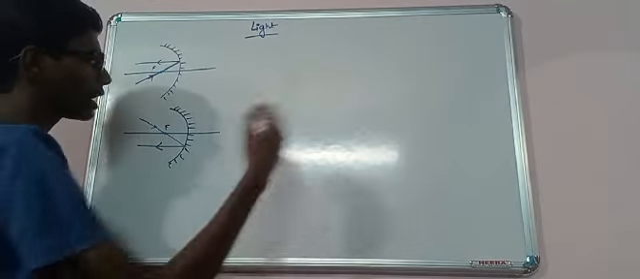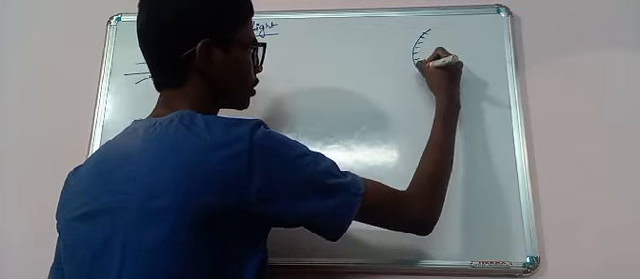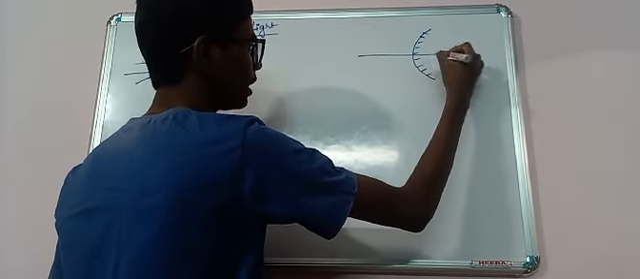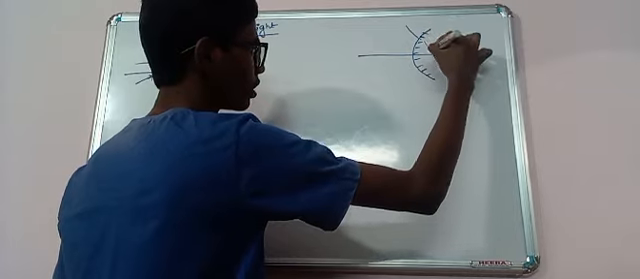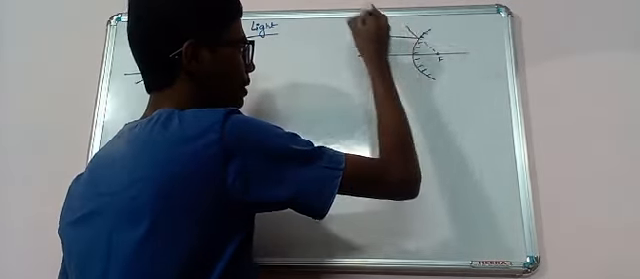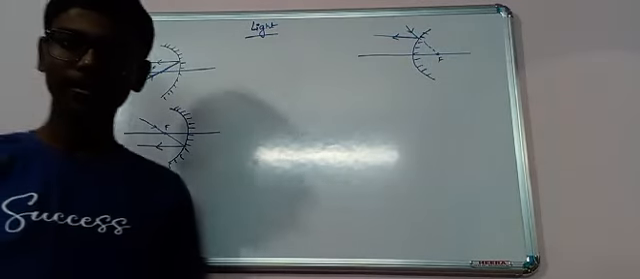And what in case of convex? It will appear as if it is coming and meeting the focus, and it will be parallel to the principal axis. Okay?